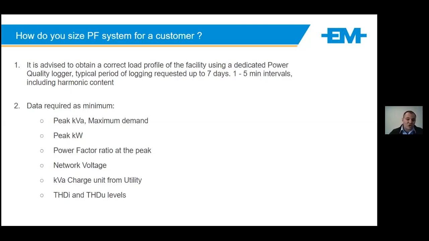If you've got the kVA charge from the customer, that's great, because that will immediately give you the calculation of your savings from the utility, based on the reduction of your kVA. And then the big topic would be the total harmonic distortion levels and the total voltage distortion levels.